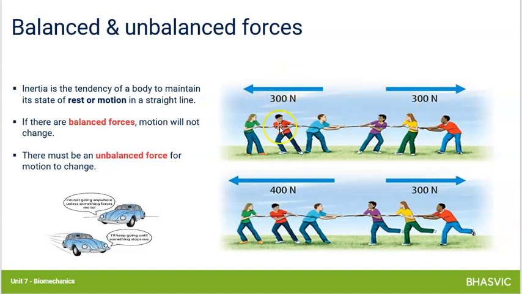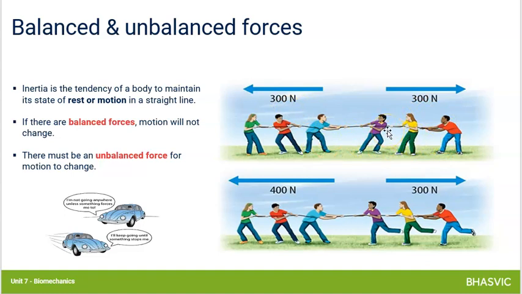So here we've got two teams in tug of war. You can see that their pulling force is both 300 newtons. That is a balanced force. There'll be no change in motion. This team have an inertial value, a certain mass. If you add up all their masses, they have a certain inertial value. This team, add up their masses, they have a certain inertial value.